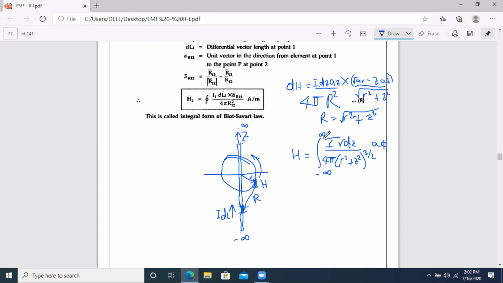Can you show some diagram where AZ and AR is? AZ is the unit vector in the Z direction, right? And AR is the unit vector from your current element to where you are looking at the field. This is the unit vector in this direction. When you do this cross product, you come down to I R dz, R being that. So then, all you have to do is this integral.